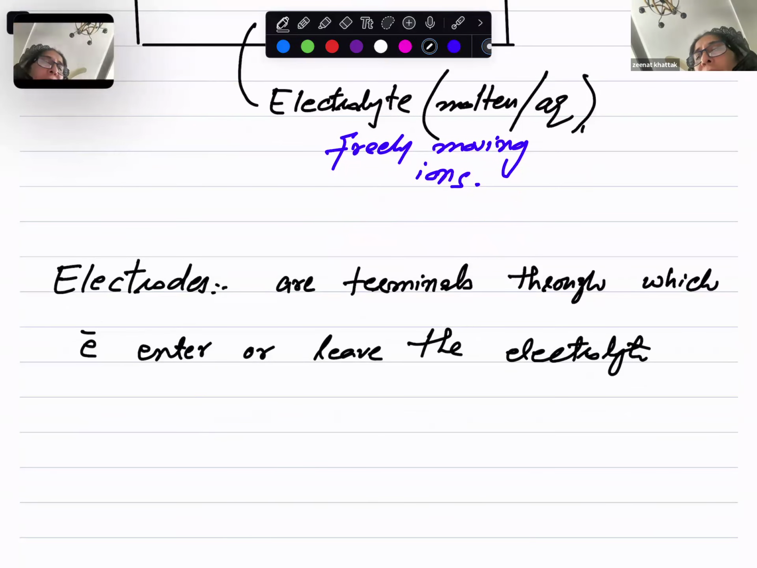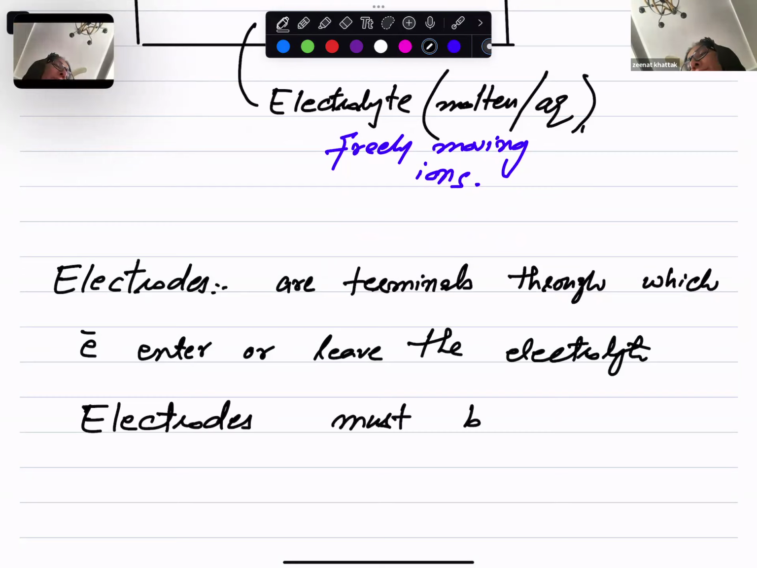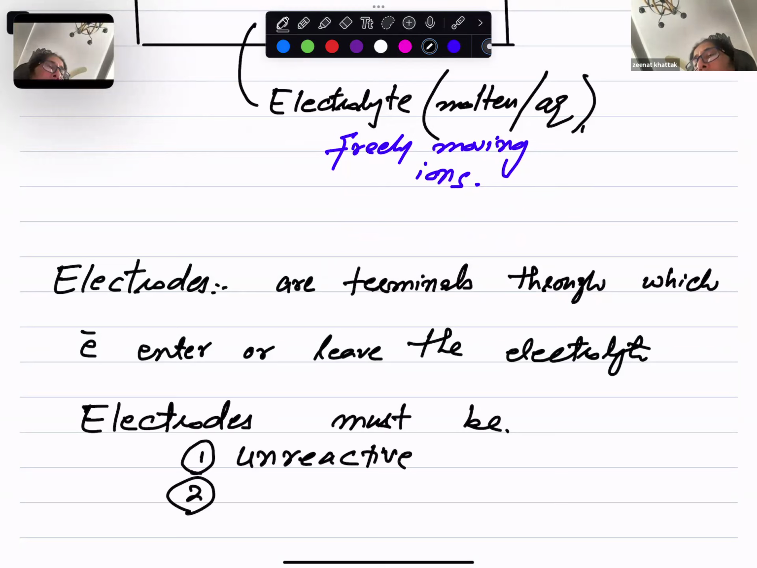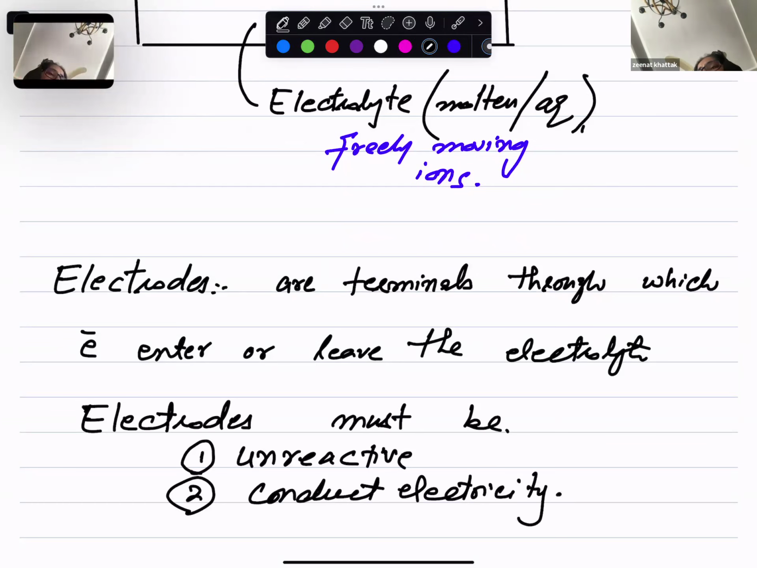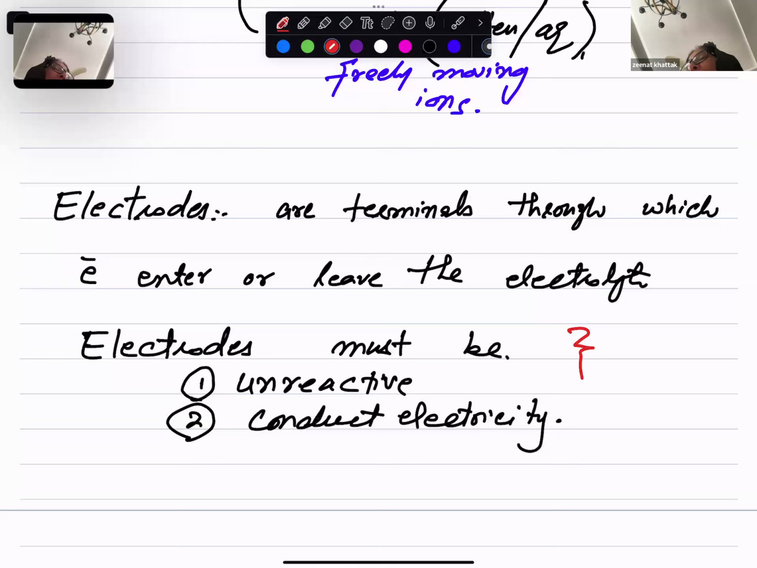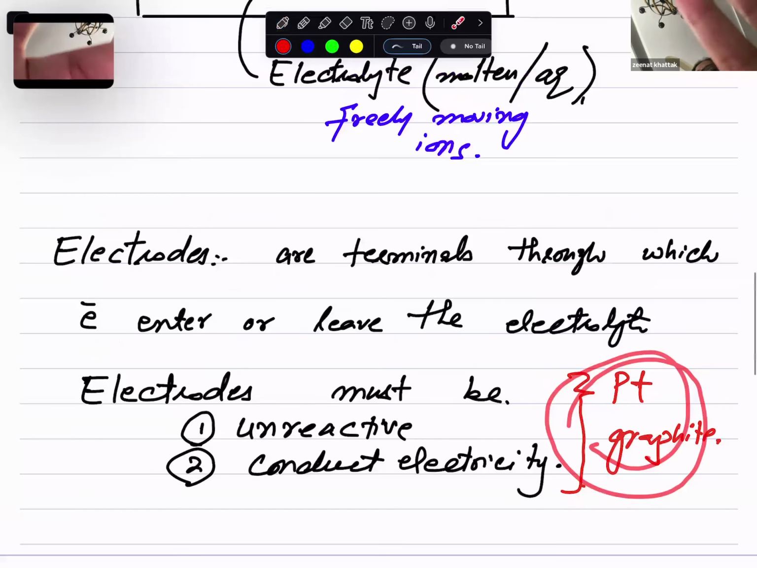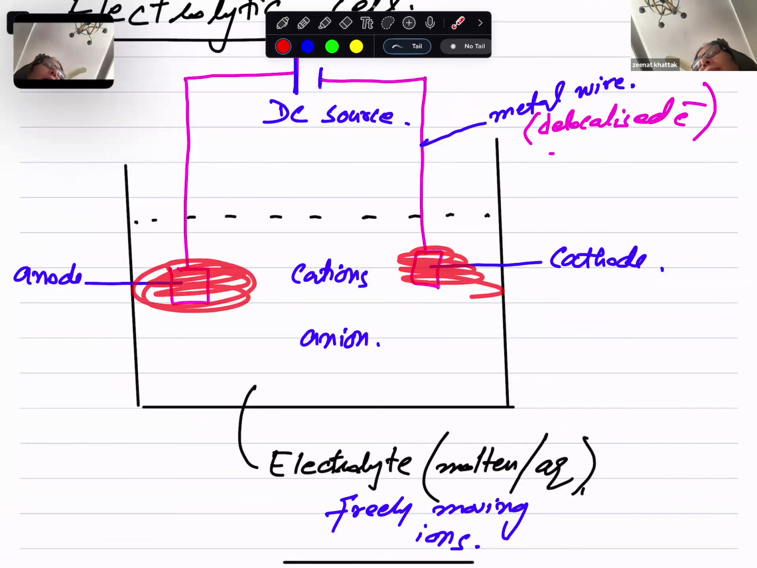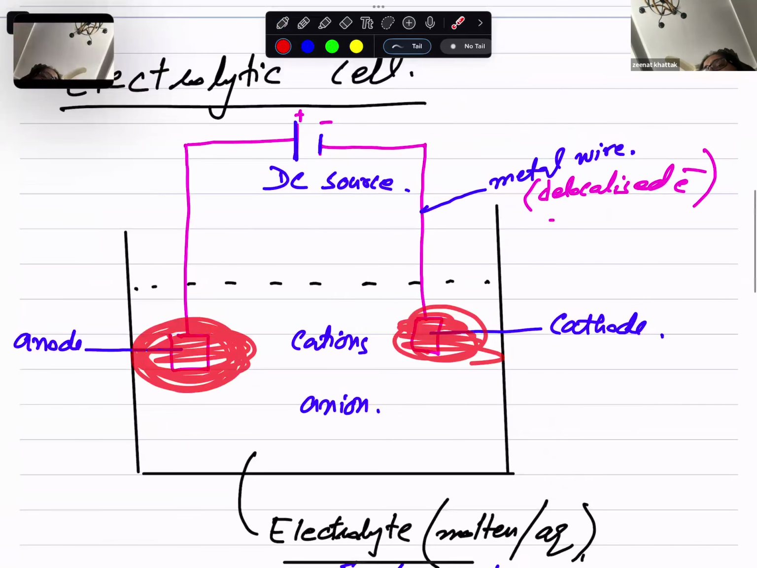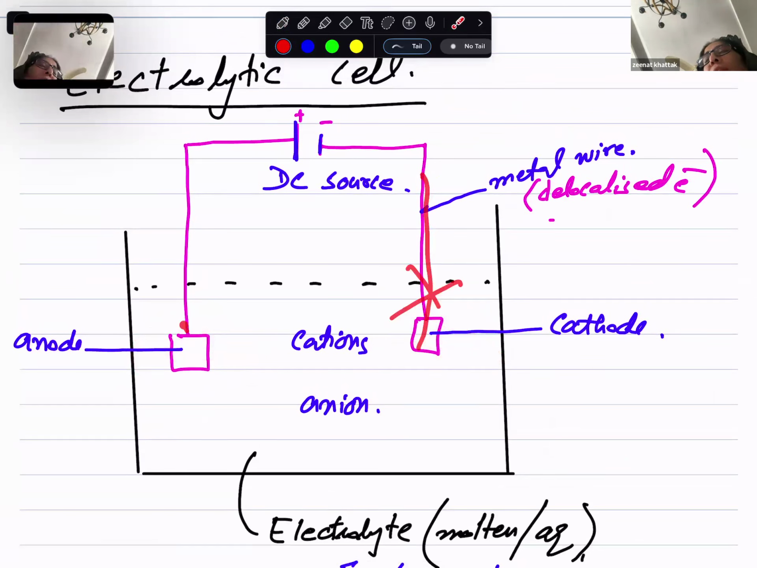Right? Electrodes must be unreactive and conduct electricity. So, what are the things that fit these requirements, like unreactive and conduct electricity? Platinum and graphite. They are both unreactive and conduct electricity. So, look, the electrodes are the terminals through which electrons enter or leave the electrolyte.